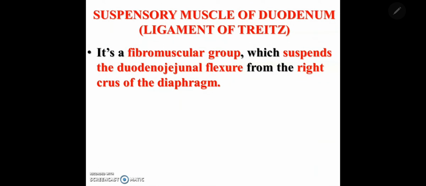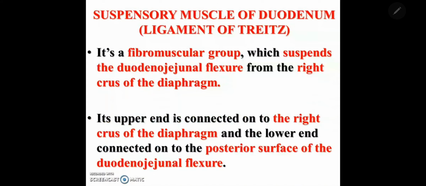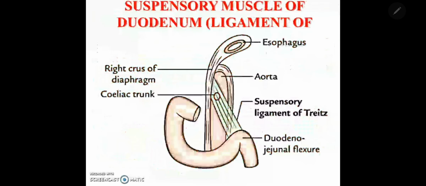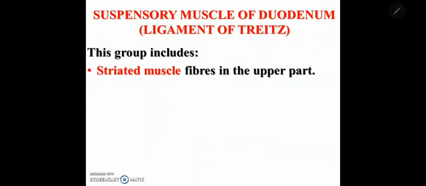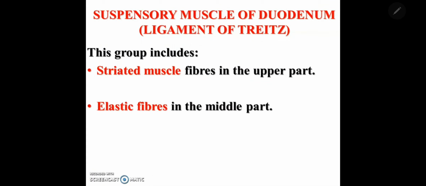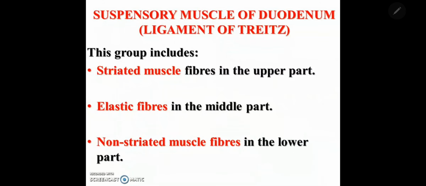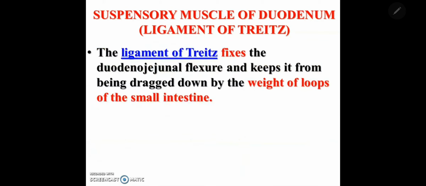It is a fibromuscular group suspending the DJ flexure from the right crus of diaphragm. Above it is connected to the right crus of diaphragm. Below it is connected to the posterior surface of the DJ flexure, where the fourth part of the duodenum continues as the jejunum. And you can notice there it is related to the right crus of the diaphragm. This group includes striated muscles, that is voluntary muscles, elastic fibers, and some involuntary muscles in the lower part. So it's a fibromuscular group having striated, non-striated, and elastic fibers, and suspending the DJ flexure.